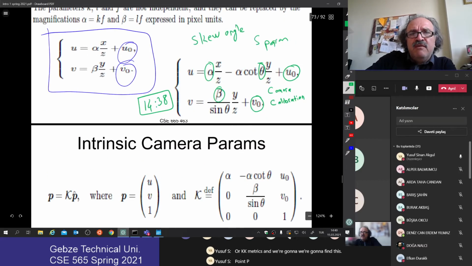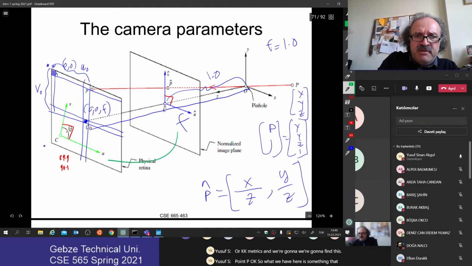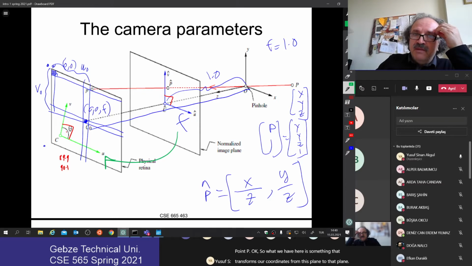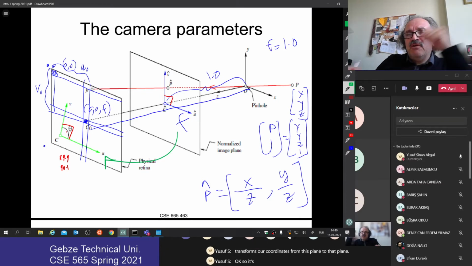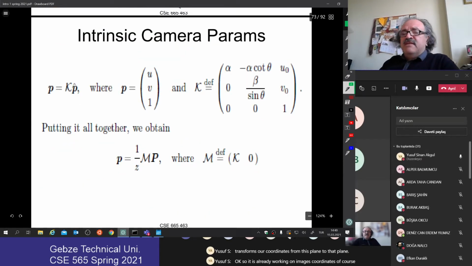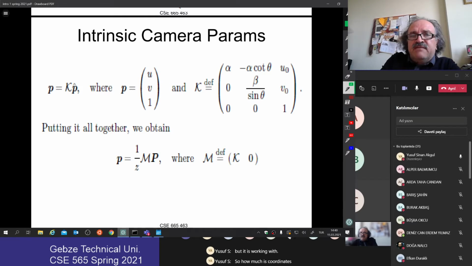What we have here transforms our coordinates from this plane to that plane. It is already working on homogeneous coordinates, of course, but it is working with 2-dimensional homogeneous coordinates. That's why it is a 3-dimensional vector. Okay, let's look at this one.